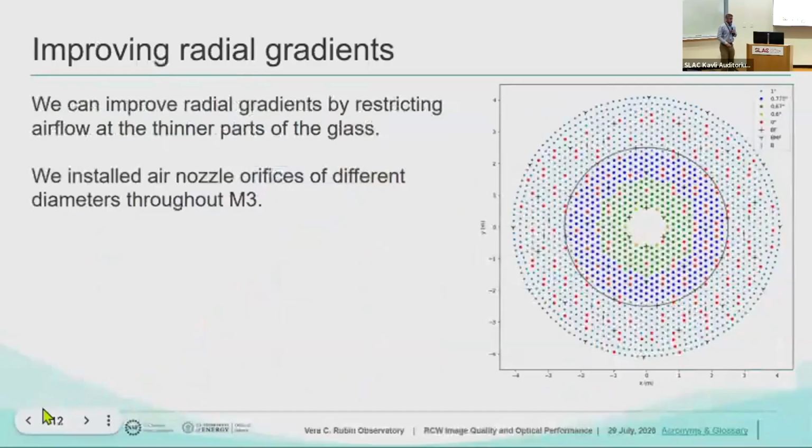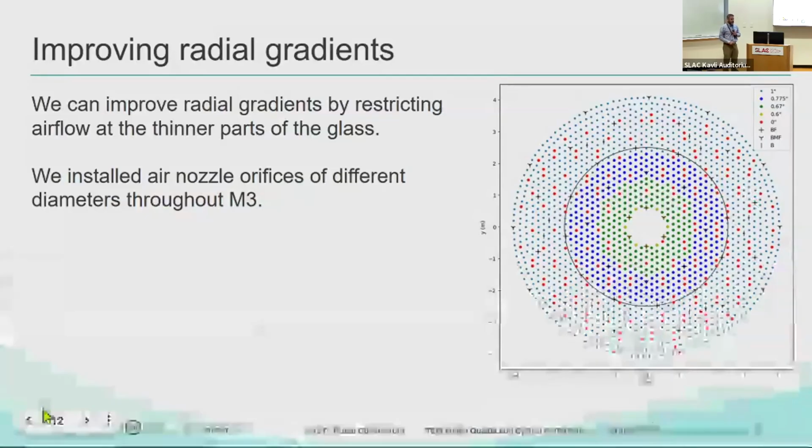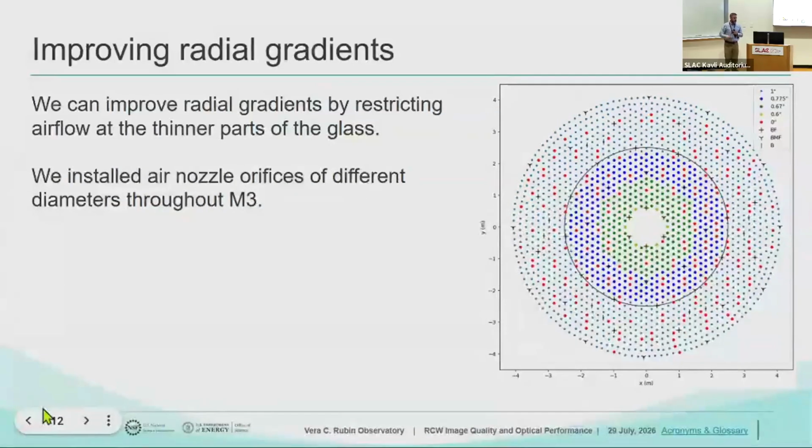But we can't do that too quickly, because then we do induce mirror gradients. So there's a balancing act that we're having to take, and one of them is to tune each one of the air nozzles, which feeds the air from the inside of the cell into the bulk glass, and that is to make the airflow more homogeneous across the whole mirror, so that if we're pushing more air through, we don't induce these larger gradients as much.